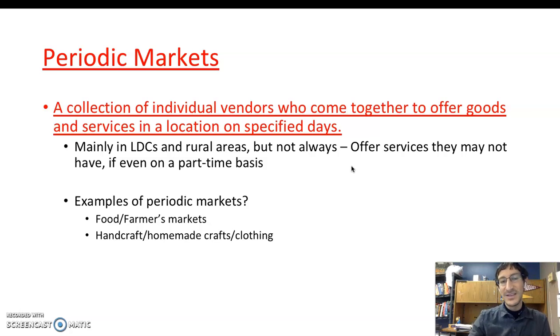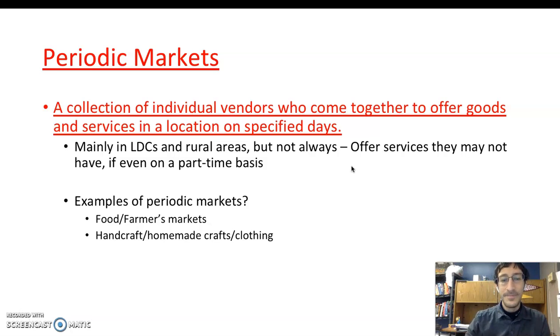So the other idea here is what we call periodic markets. When we talk about being able to find certain specific services, we also have to understand that some things only come around to certain places and locations at certain times. So think about a farmer's market or a handcraft market or fair. It doesn't come all that often, but they do come out occasionally. This is mainly in less developed countries, but in many cases the idea of a farmer's market has popped up more and more in more developed countries, and even here in the Twin Cities, in the suburbs and in the main cities themselves.